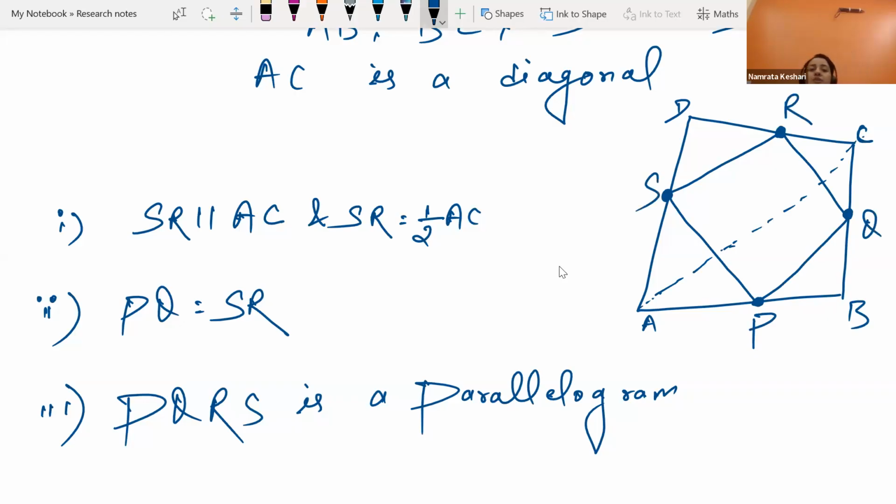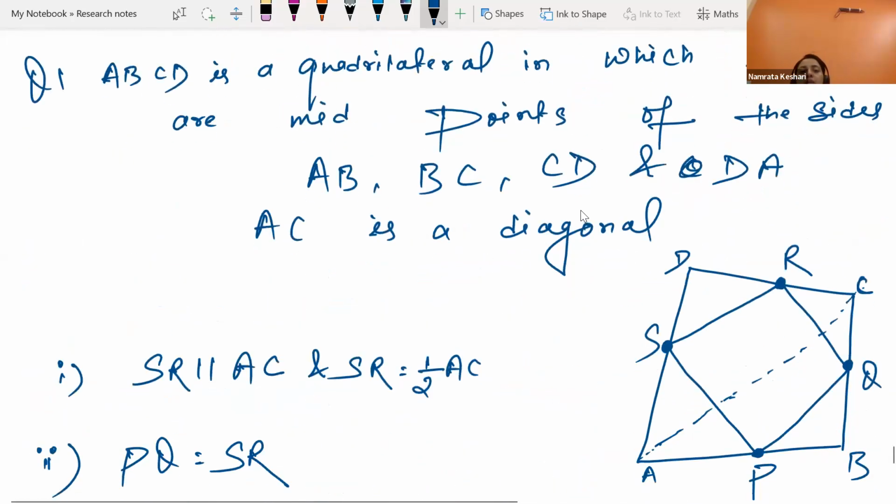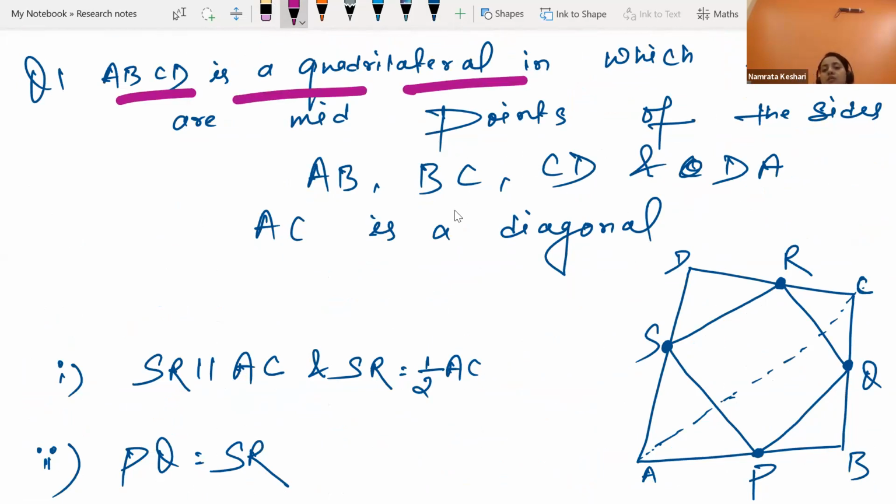Let's focus on what the question says. This is the first question from your book. Here the question says that ABCD is a quadrilateral in which P, Q, R, S are midpoints of the sides. So P is the midpoint of AB, Q is the midpoint of BC, R is the midpoint of CD, and S is the midpoint of DA.